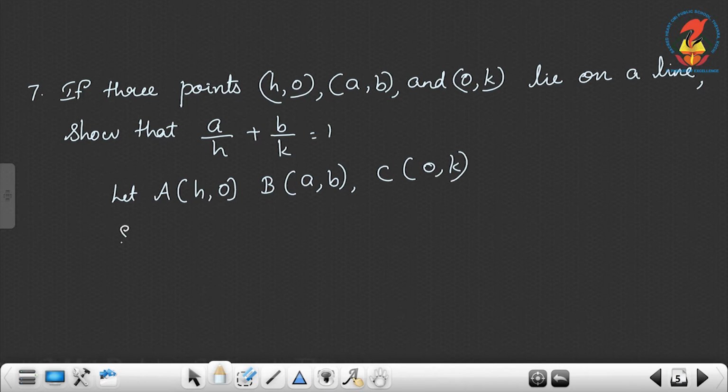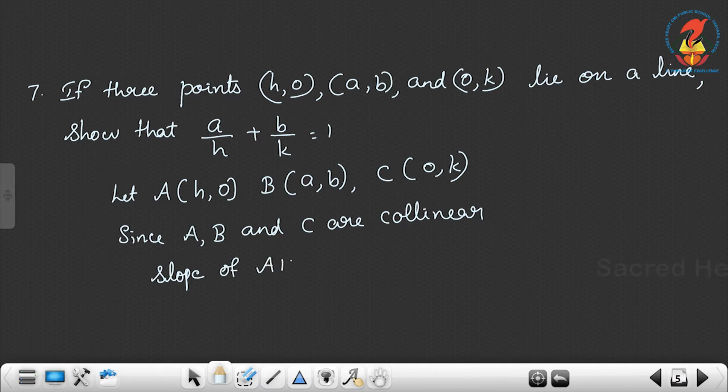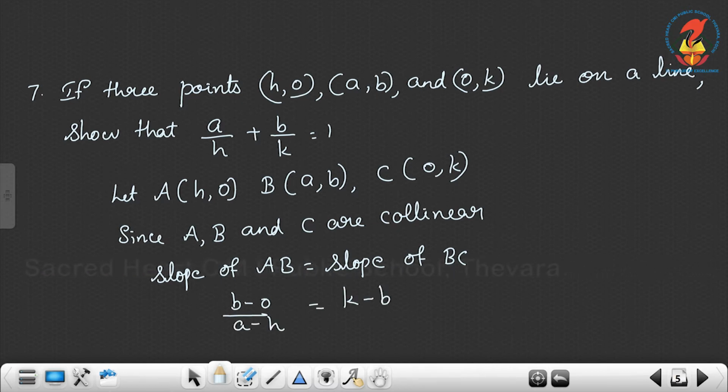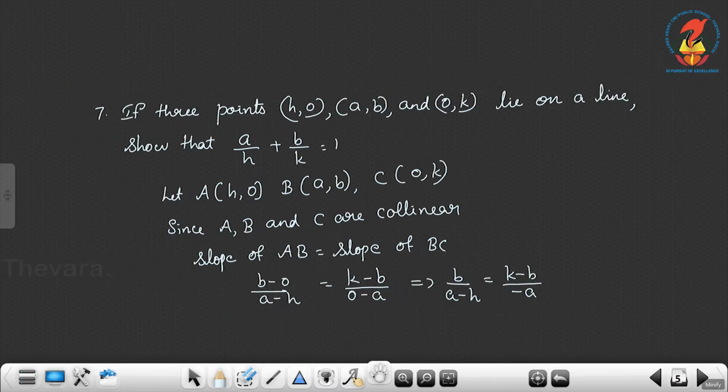Since the points A, B and C are collinear, slope of AB is equal to slope of BC. What is the slope of AB? y2 minus y1 by x2 minus x1 is equal to (y2 minus y1) by (0 minus a), which implies b by (a minus h) is (k minus b) by minus a. Now cross multiply.